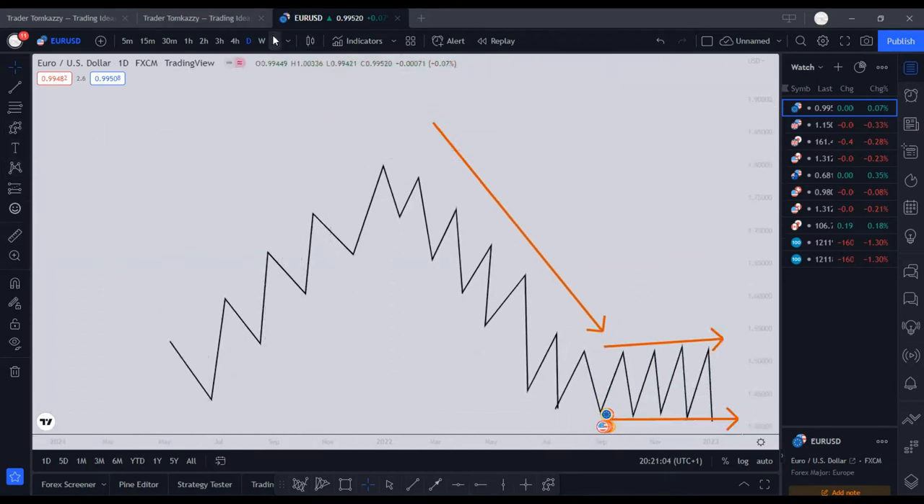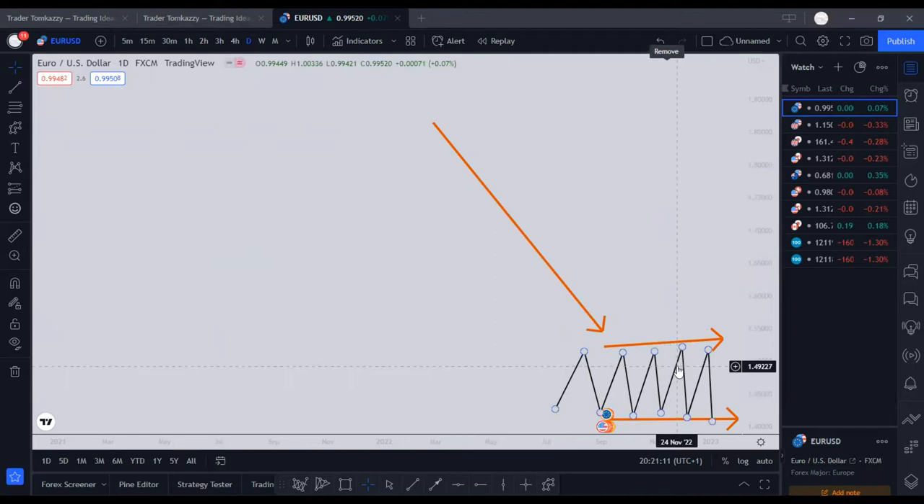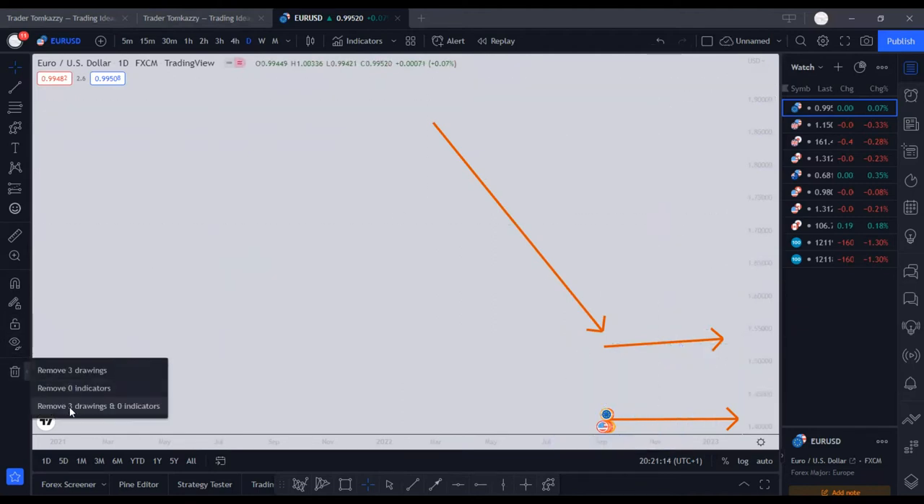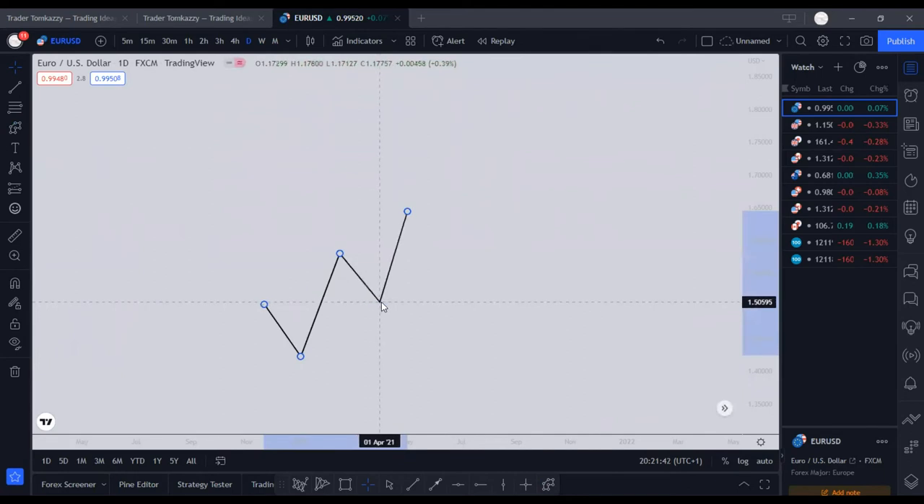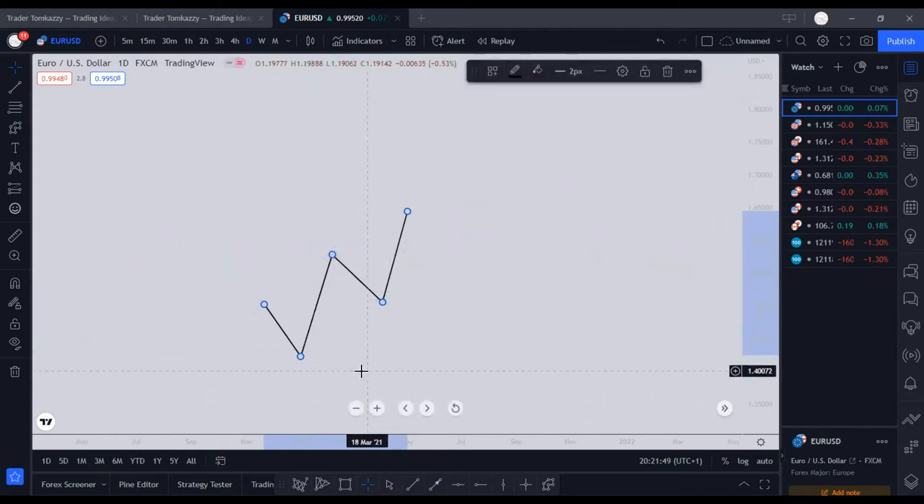Let me draw. We have an uptrend, okay? It started somewhere, gave us a low, then gave us another high. Gave us another low again, then gave us a high. Good. As soon as the market gives you these two higher lows, you are confident that the market is going up.